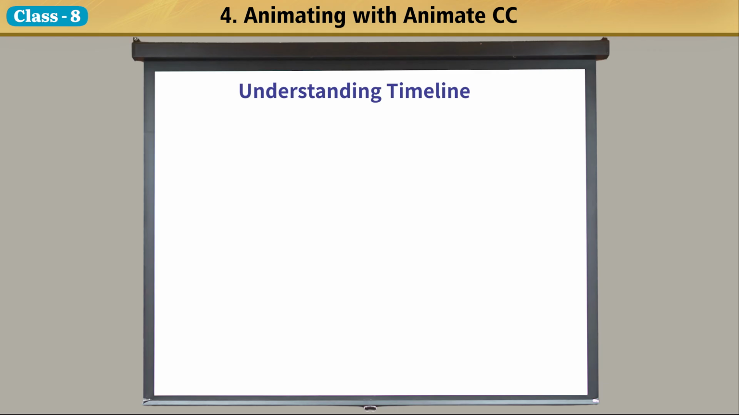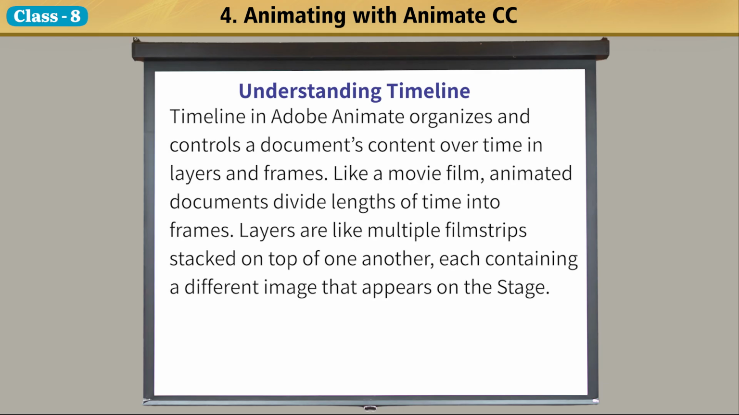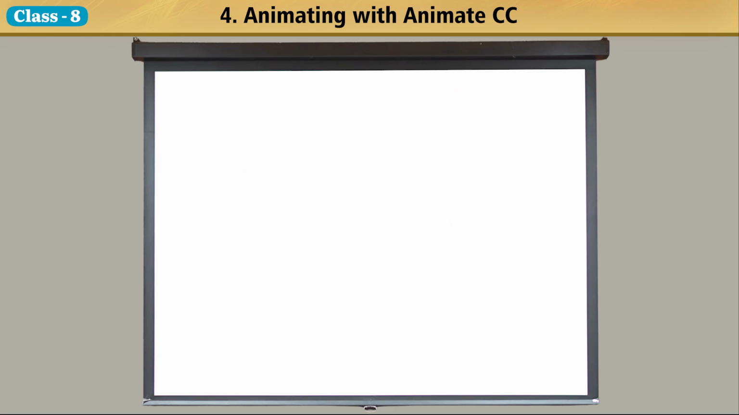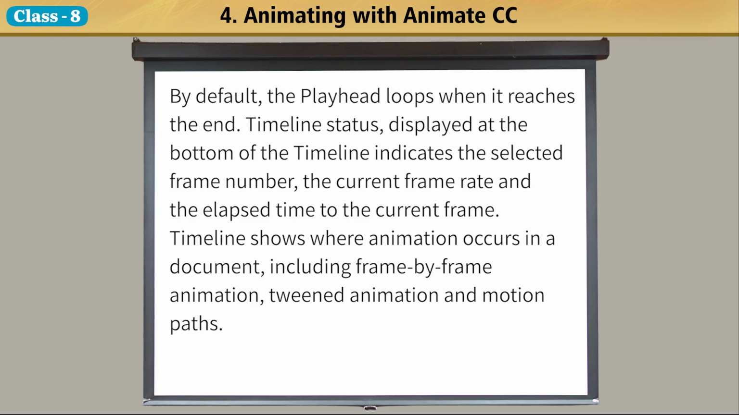Understanding timeline. Timeline in Adobe Animate organizes and controls a document's content over time in layers and frames. Like a movie film, animated documents divide lengths of time into frames. Layers are like multiple film strips stacked on top of one another, each containing a different image that appears on the stage. By default, the playhead loops when it reaches the end.